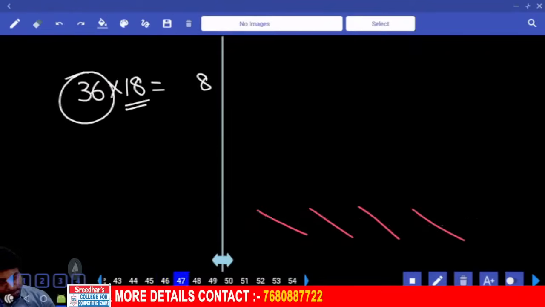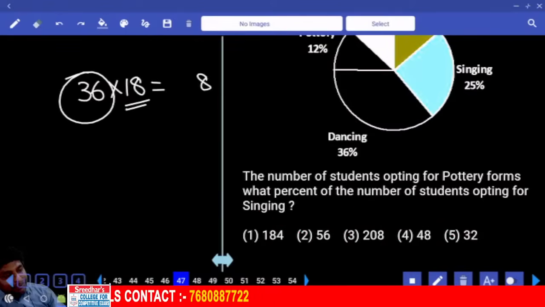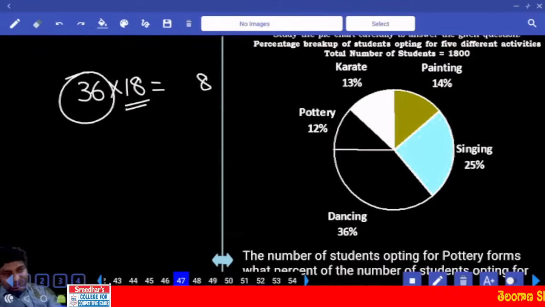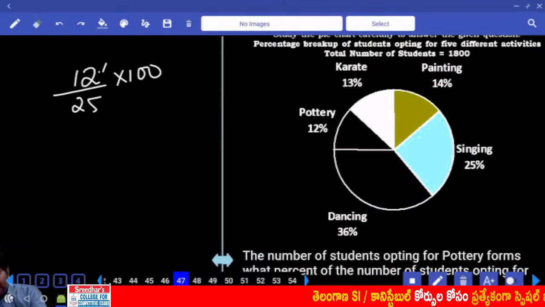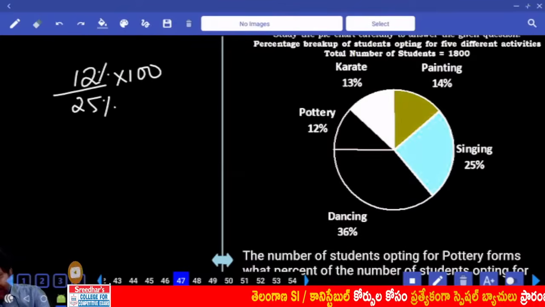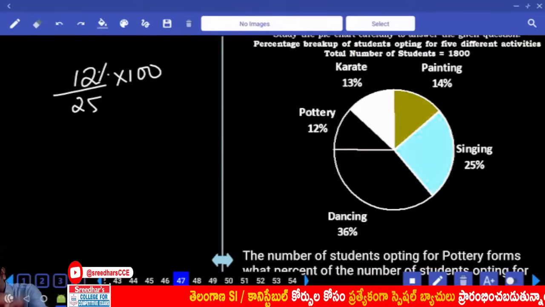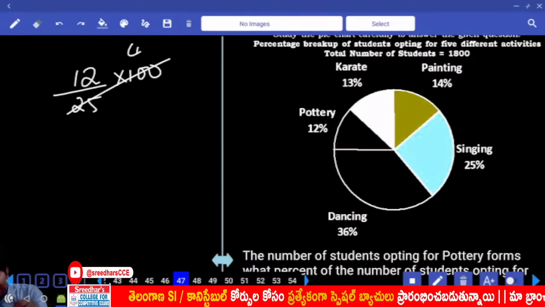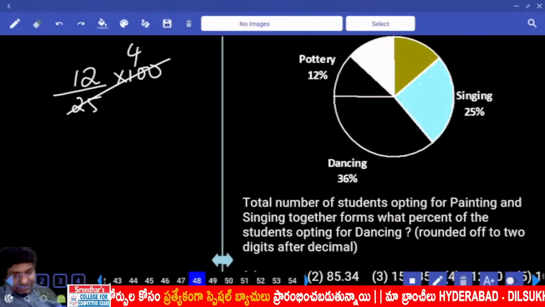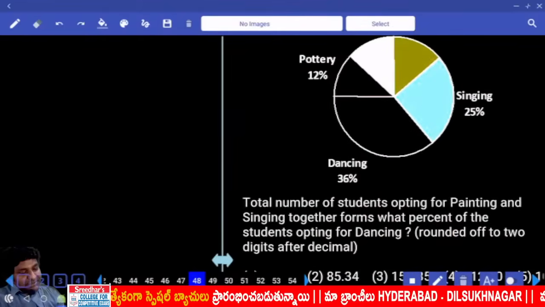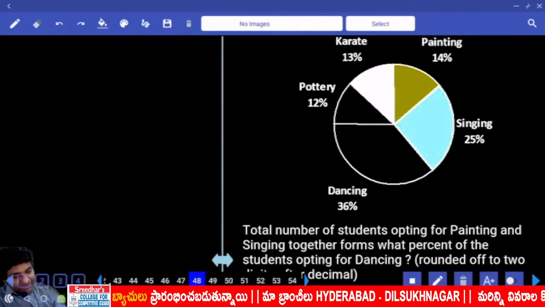Clear? The number of students opting for pottery forms what percentage of total number of students opting for singing? Pottery with respect to singing. Pottery 12, singing 25 percentage. Both numerator and denominator are percentages only. Both gets cancelled, correct? So answer 48.